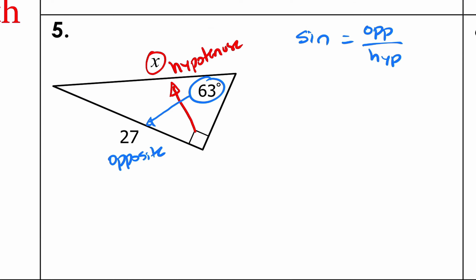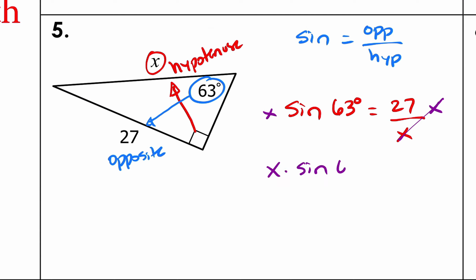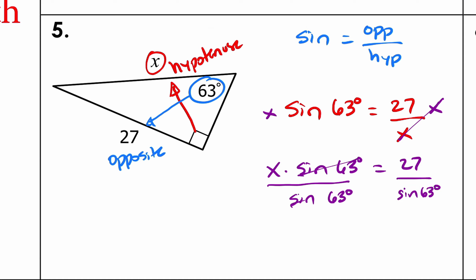So sine is opposite over hypotenuse. So the sine of 63 degrees equals the opposite, which is 27, over the hypotenuse, which is x. Now we have our equation. Now let's solve. So again, we have the x in the denominator, so I don't want it in the denominator, so I'm going to multiply both sides by x. So these cancel. And so now I have x times sine of 63 degrees equals 27. And now to get the x by itself, I'm going to divide both sides by the sine of 63 degrees. And that'll get me x equals 27 divided by the sine of 63.